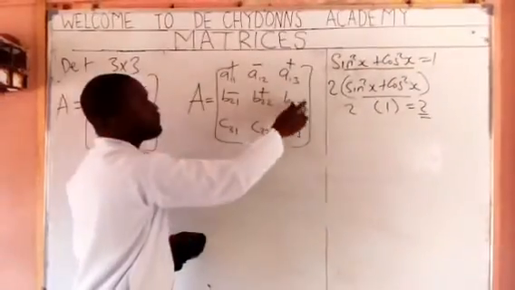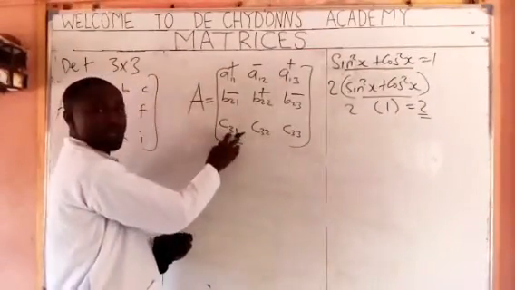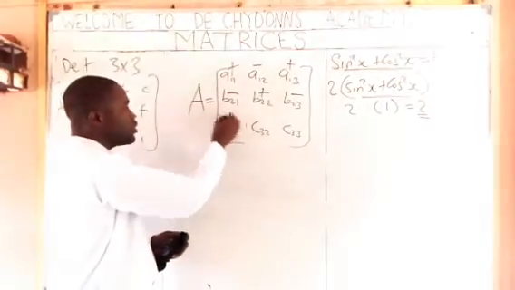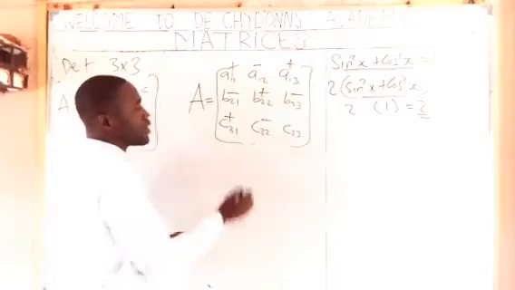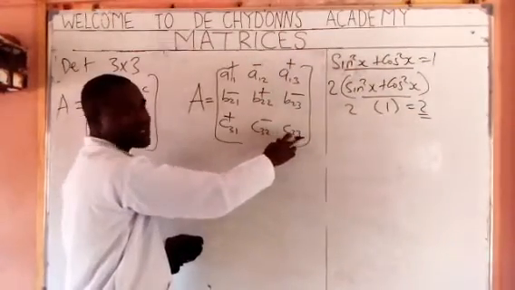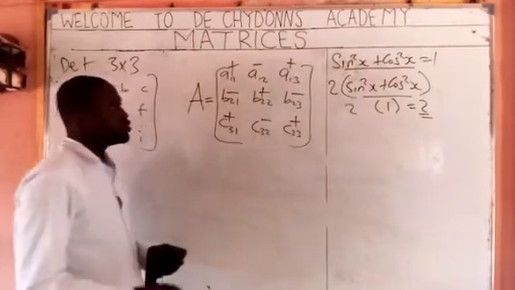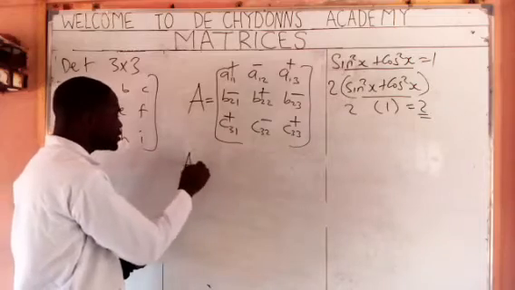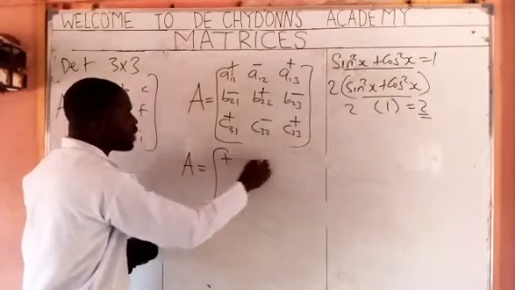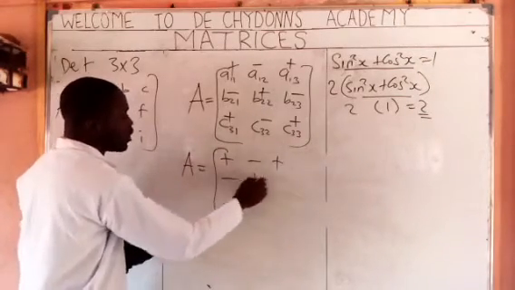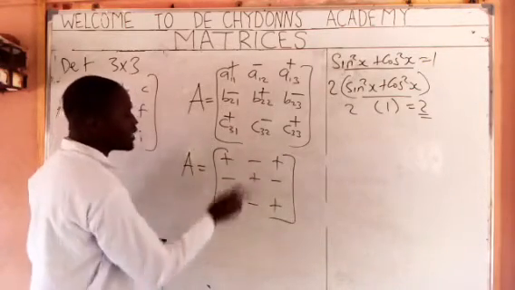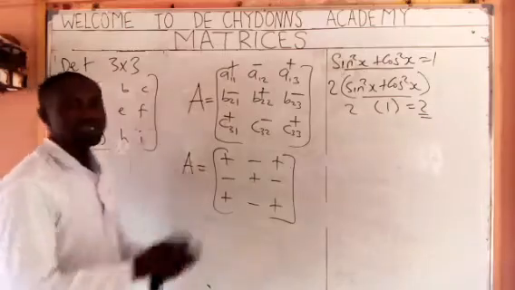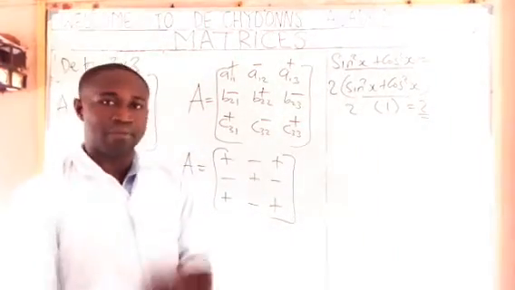2 plus 3, 5, odd number, you write minus. 3 plus 1, 4, even number, you write plus. 3 plus 2, 5, odd number, you write minus. 3 plus 3, 6, even number, you write plus. So, their signs are plus, minus, plus, minus, plus, minus, plus, minus, plus. Please note these signs as we go into the determinant of a 3 by 3 matrix.